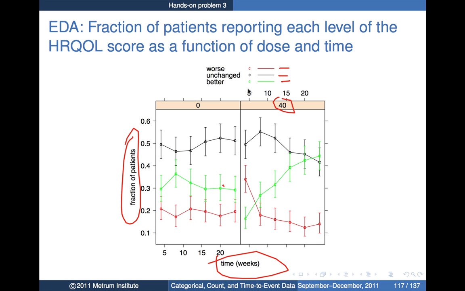And then finally, when we look at those reporting feeling better, initially that's lower than it is for placebo, but gradually rises over time until that seems to be the highest or the largest group of the 3 here. So in the end, the large majority of patients are reporting feeling either the same or better at the end of the trial.